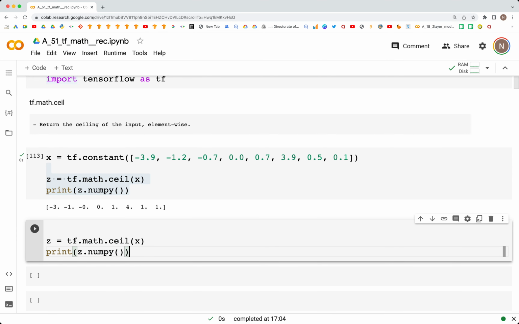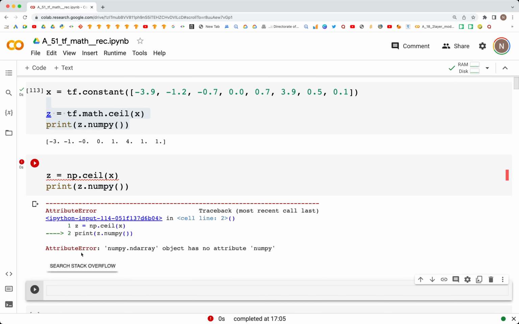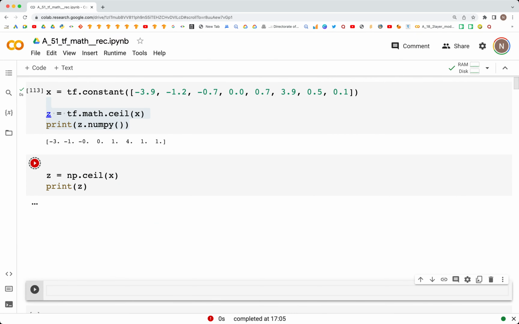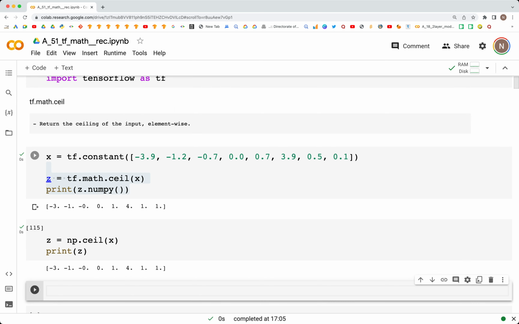We can look at a similar comparison in NumPy. So if you type np.ceil of x, and of course we do not need the dot numpy there, so let me delete that and run this, we should get a similar output. As you see, we have the same output.